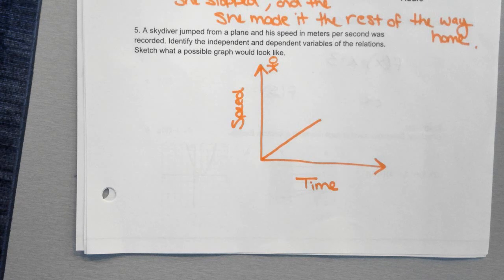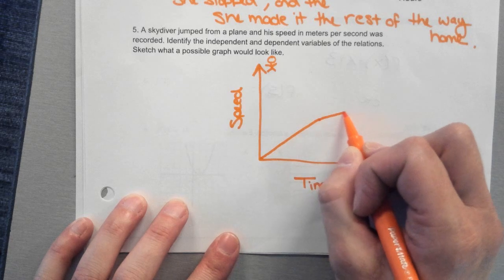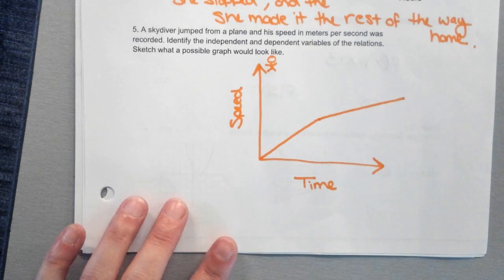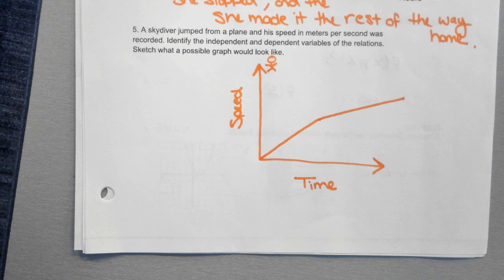And then what happens at some point as you're skydiving? You open your parachute. So at some point I'm going to continue increasing, but maybe not quite as quick. Do you see how I used a different slope there? My slope was a little bit bigger, and then I went to a new slope that was a little bit different. So that's what my graph would look like for speed over time.